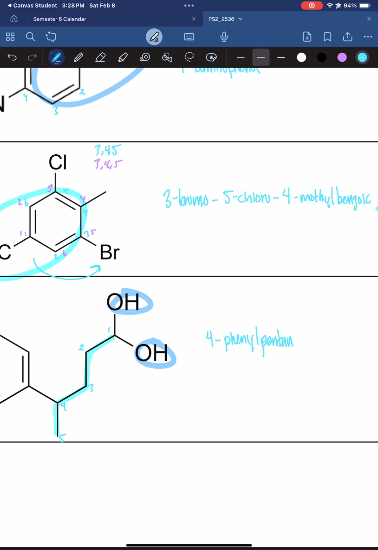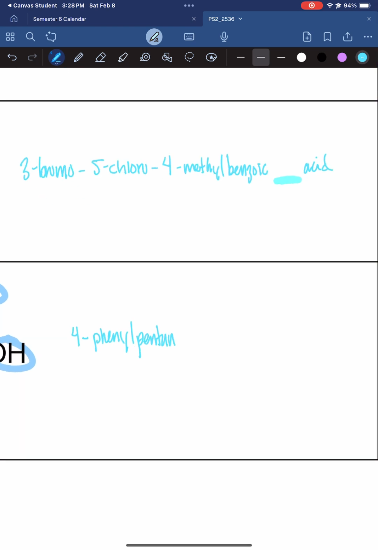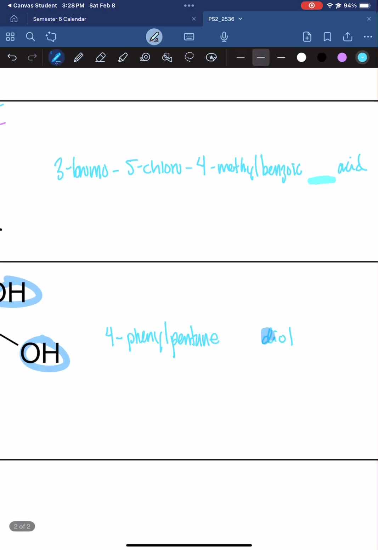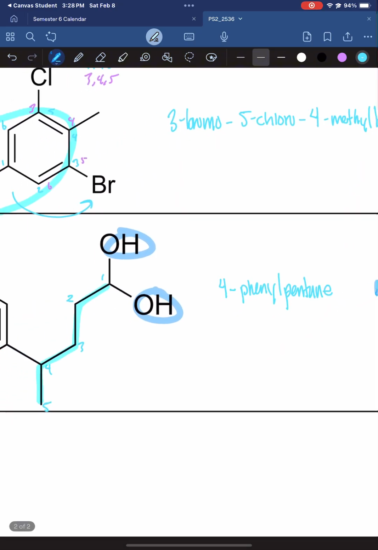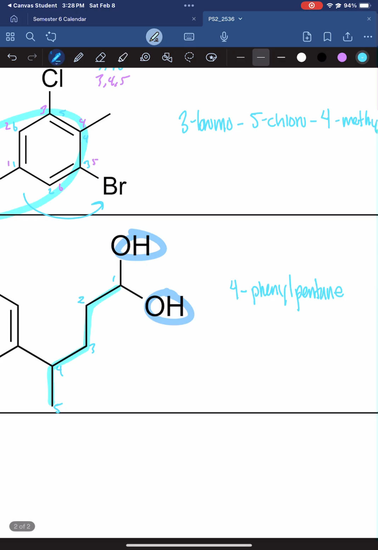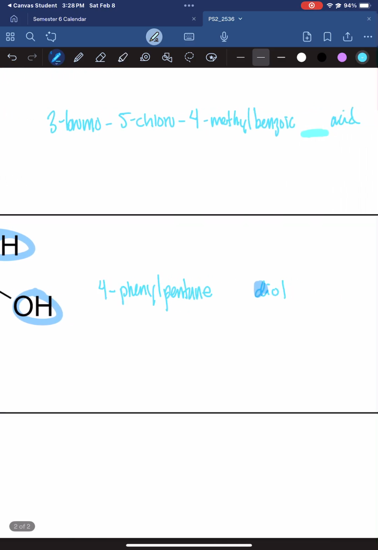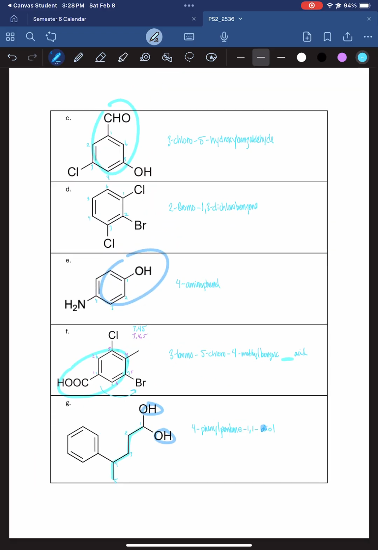And if we have a diol, there's going to be a consonant there. So I'm just going to write it out here. It's going to end in diol. Because this D is a consonant, we want to keep the E in pentane. So it's going to be pentane diol instead of pentanediol. So both of these OHs are coming off of carbon number 1. So it's going to be pentane-1,1-diol. All right. Thank you.